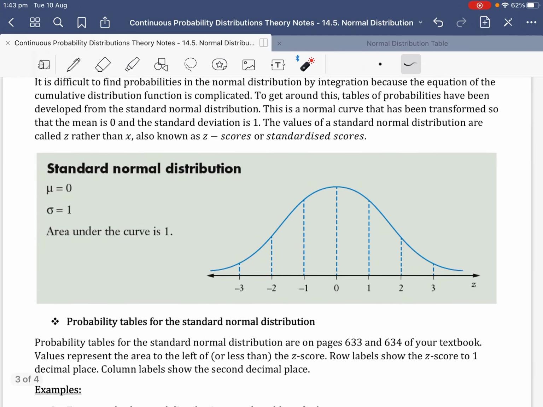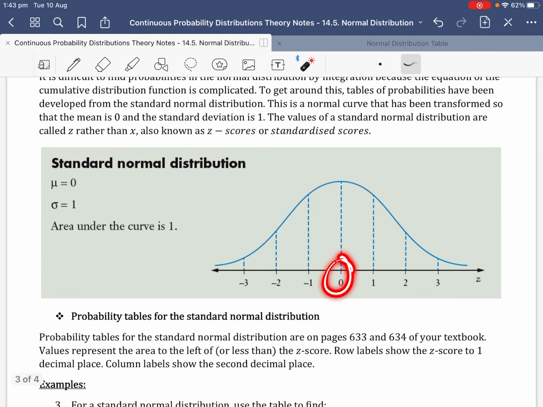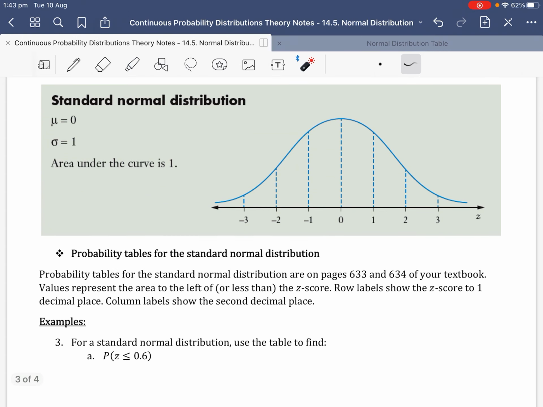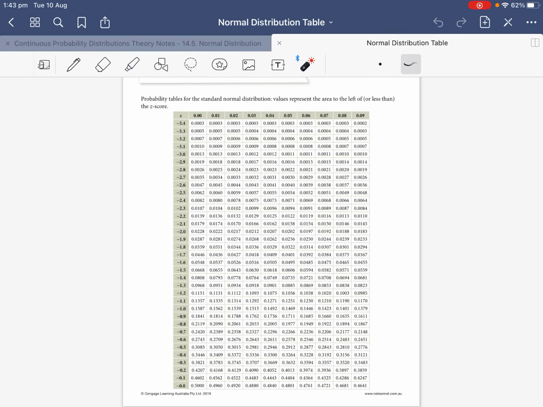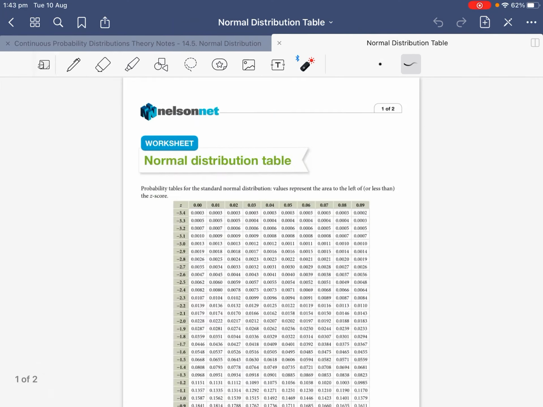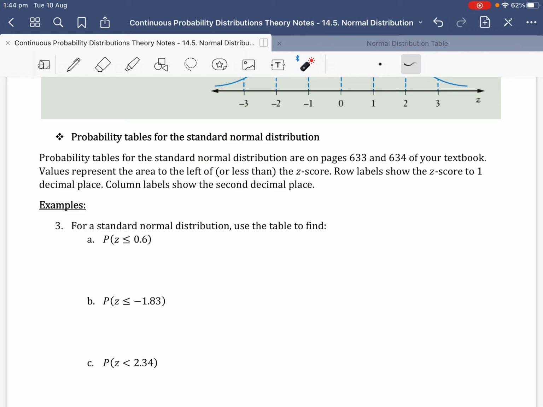So for our standard normal distribution, we have our mean to be 0 and our standard deviation to be 1. That means that we're going up by 1 or going down by 1 standard deviation both times. And the area under the curve is in fact 1. So the probability tables for the standard normal distribution are on pages 633 and 634 of your textbook. There is also a copy of them that looks like this on Canvas for you guys, and I will be using these for the examples.